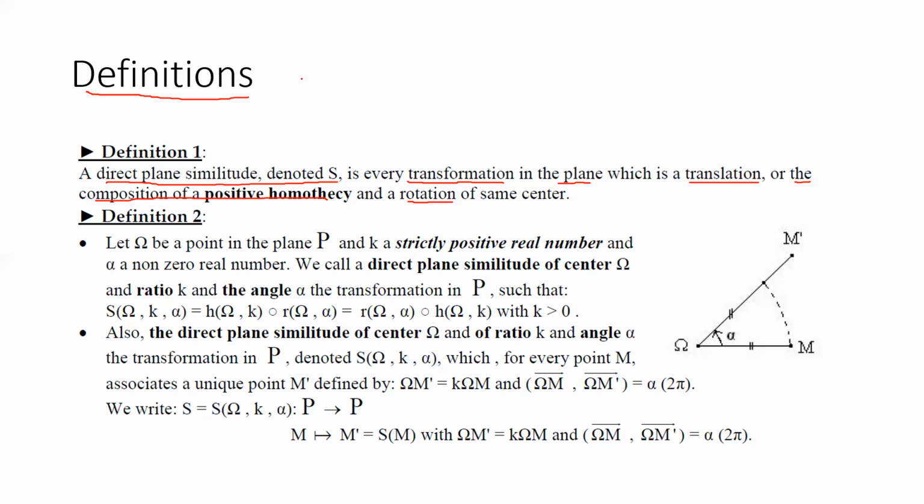Any questions about the first definition? No. What does this mean? A direct plane similitude S is a transformation in the plane which is a composite, meaning a dilation of center omega ratio k round a rotation of center omega and angle alpha. This we call a direct plane similitude, which is the composite of a positive dilation and a rotation.